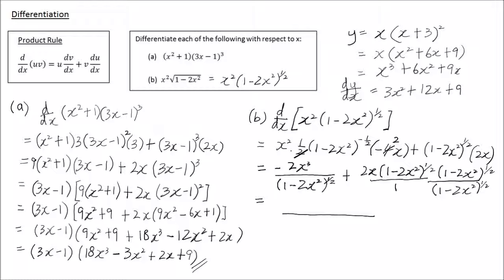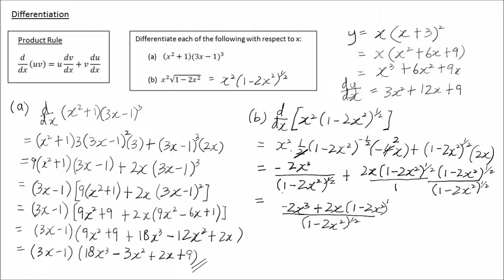So in the denominator we have this 1 minus 2x squared to the power of half. On this side here we have minus 2x cubed. And here we have plus 2x and this bracket to the power of 1. When you multiply these two brackets, you add the powers. Half and half will give you 1.